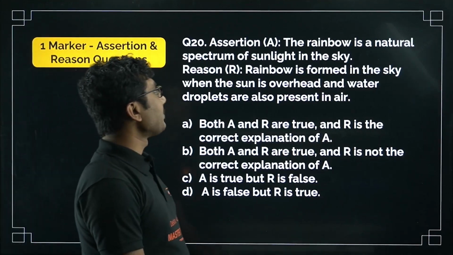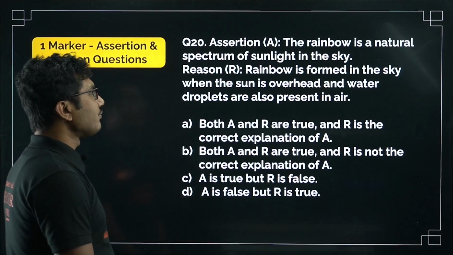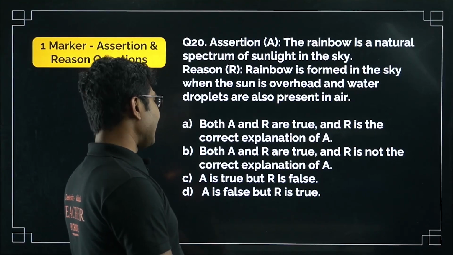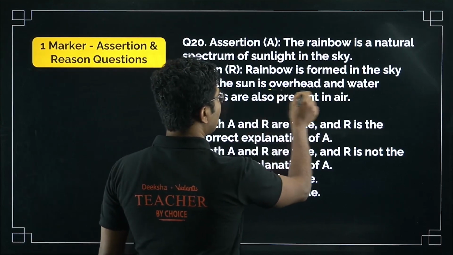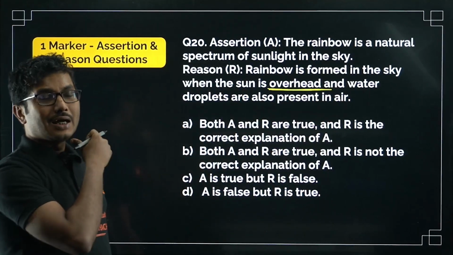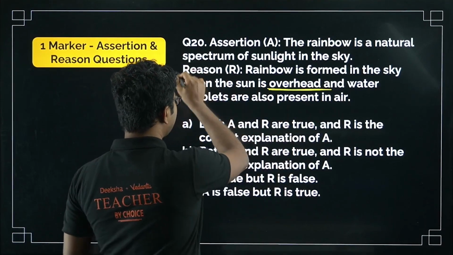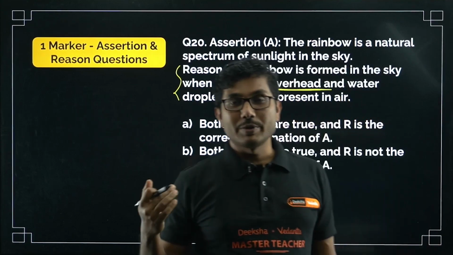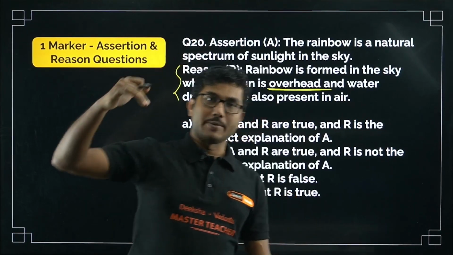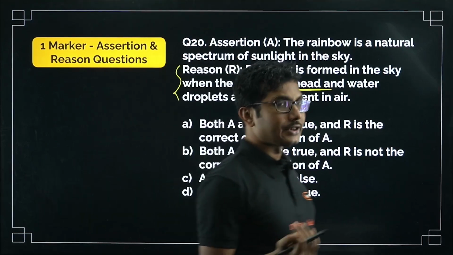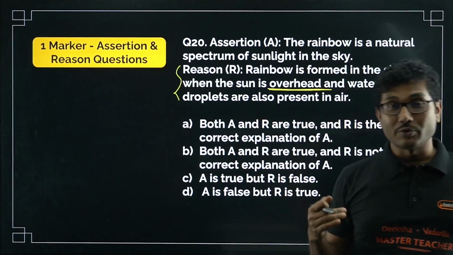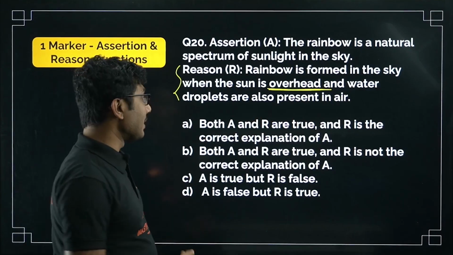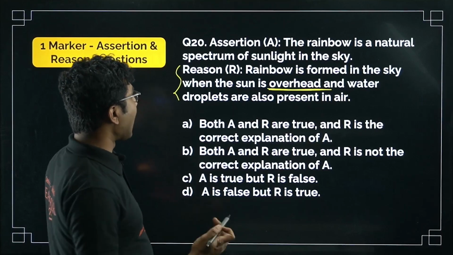The rainbow is a natural spectrum of sunlight in the sky. Rainbow is formed in the sky when the sun is overhead and water droplets are also present in air. Okay, overhead is not the correct thing. First of all, obviously this is not the explanation as well. Maybe it was a correct statement if it was behind the head. Okay, the sun has to be behind the head. Overhead means during the noon time. Noon time it does not happen. It generally happens in the afternoon or in the evening, just before dusk. You can see a rainbow. I have said multiple times. So only A is true but R is false.